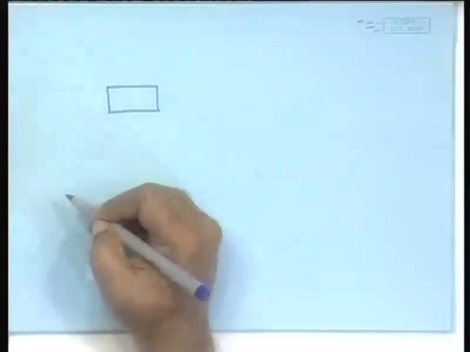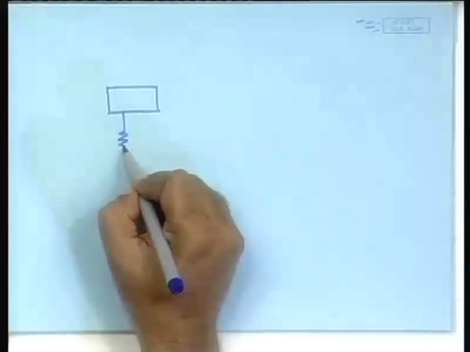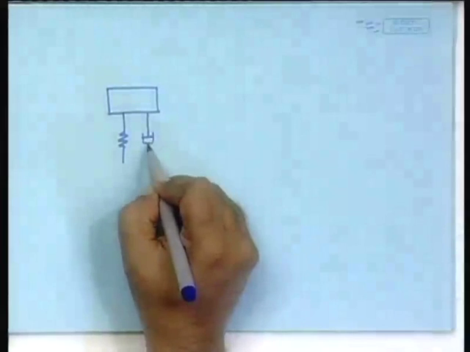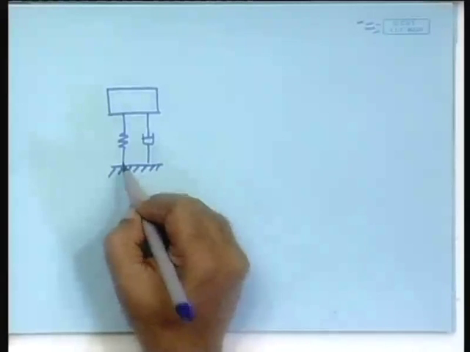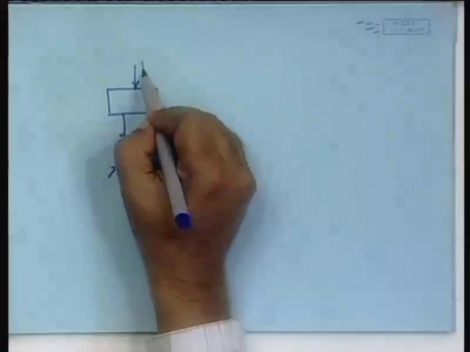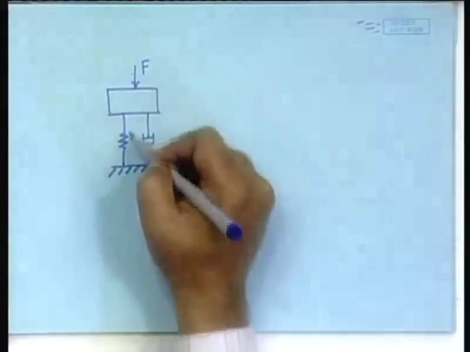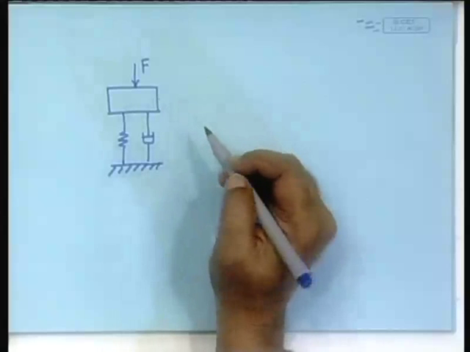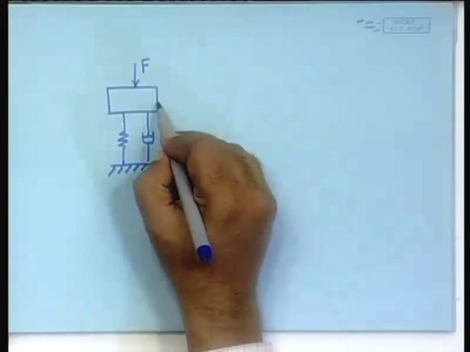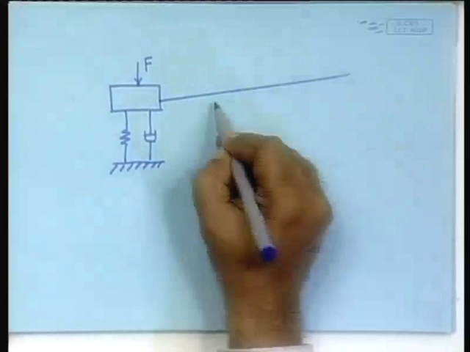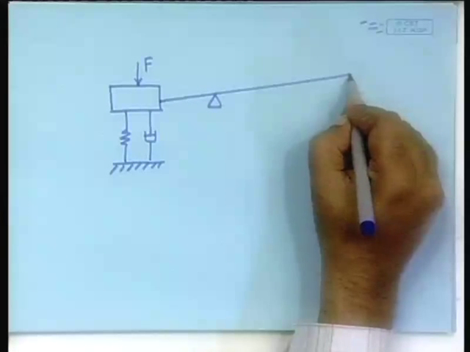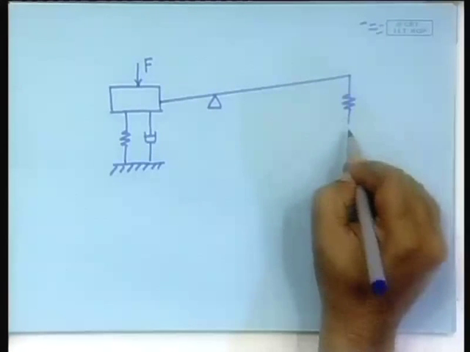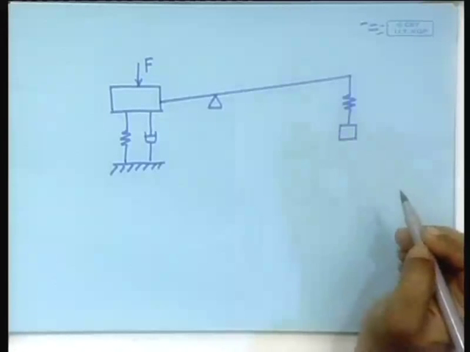The first problem will consist of a mass which will be standing on a spring damper support on the ground, and if you apply a force, that will move up and down depending on the force. Okay. But that is not the complete story. There is a lever, and at the other end of it there is a mass hanging by a spring.